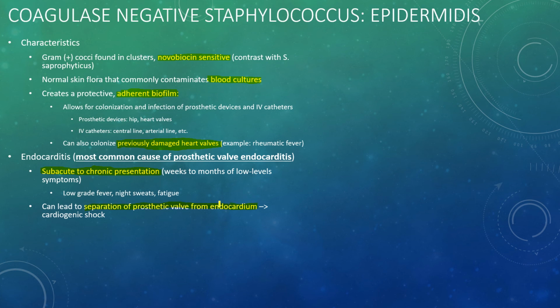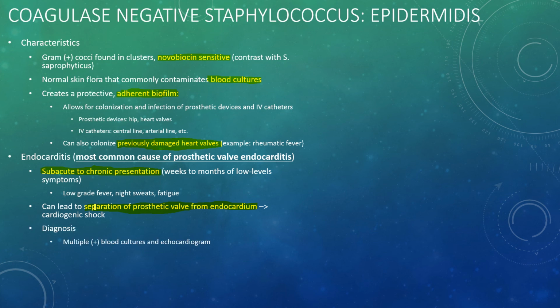That can be very severe, right? If you lose the prosthetic valve, now you have nothing separating the two parts of the heart from each other. So say it's like the mitral valve, and the prosthetic valve is separated. Now there's a hole between the left atrium and left ventricle, and more blood is going backwards into the left atrium than forward into the aorta, and you can lead to cardiogenic shock.